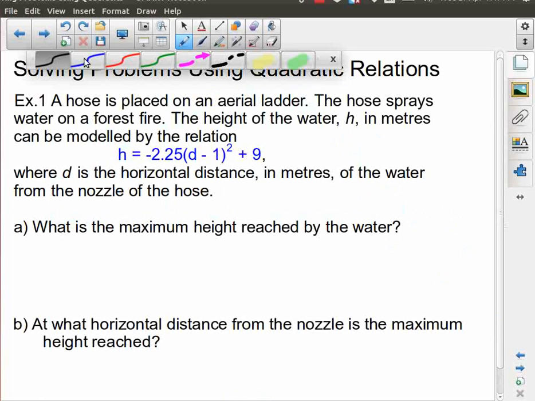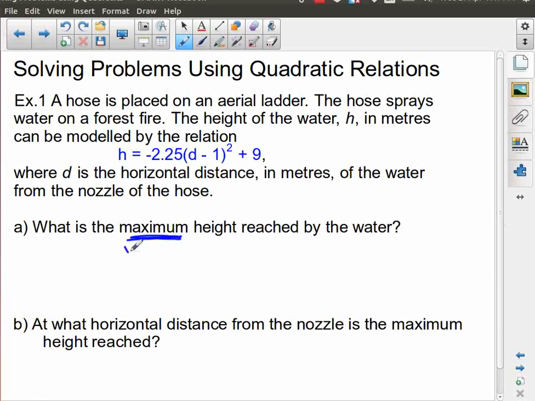Okay, so let's take a look at the questions that are being asked. What is the maximum height reached by the water? As soon as I see the word maximum, I am immediately thinking vertex. But then I look back at my equation, I see that I have vertex form. So the vertex in that equation is, this is d minus 1 in the brackets, so that's a 1. And this is 9, so that's a 9. The sign inside the bracket changed from -1 to +1. The sign outside the bracket stayed the same.